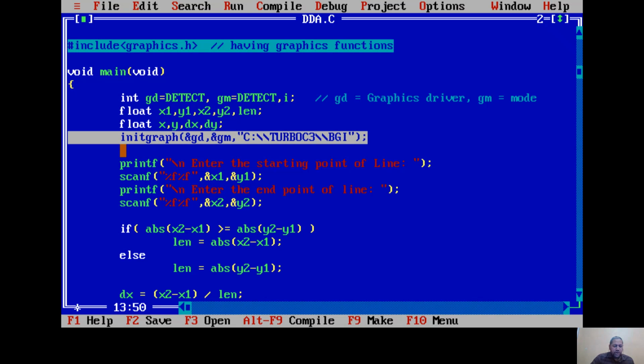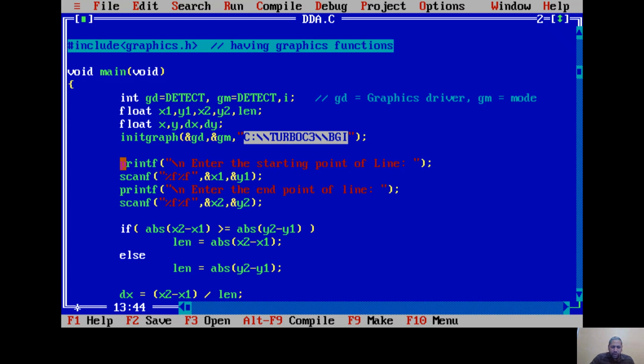Now we go for initialization of the graphics. This indicates graphic initialization. initgraph is the function. I am passing the address of GD, ampersand GD, ampersand GM, and here we have to give the path of the BGI files. Whatever machine you are using, mention the directory name where the BGI directory is available, such as C:/TC/bin or C:/TurboC/BGI, wherever these BGI files are available.